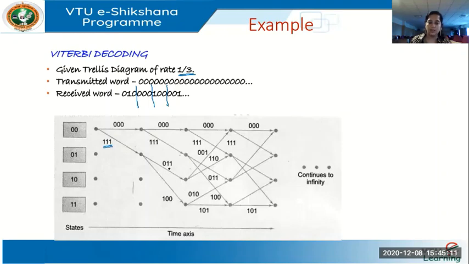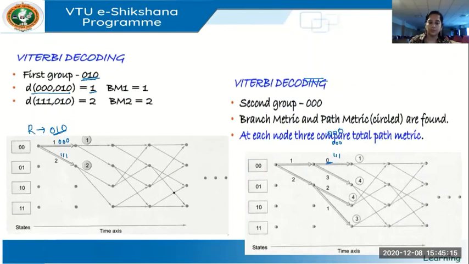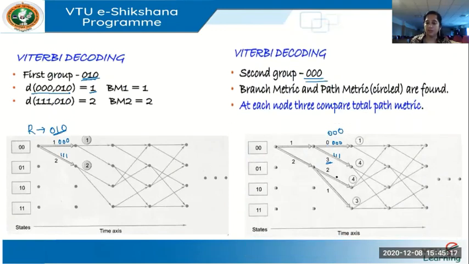For these two branches, it is 0, 1, 1 and 1, 0, 0. So here it is 0, 1, 1, the code, and here it is 1, 0, 0. Next, you should compare 0, 1, 1 with 0, 0, 0. What is received is 0, 0, 0. You compare 0, 1, 1 with that. How many bits are differing? 2 bits are differing. Hence, we get the branch metric for this branch as 2.